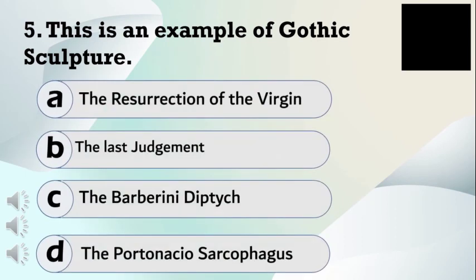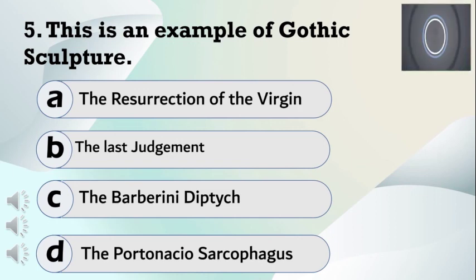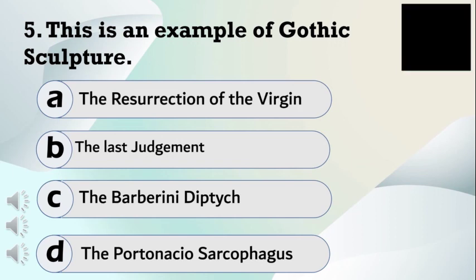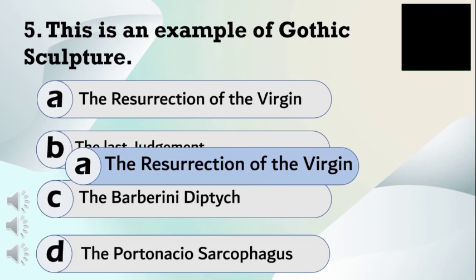Romanesque. Number 5. This is an example of Gothic sculpture. A. The Resurrection of the Virgin. B. The Last Judgment. C. The Barberini Diptych. D. The Porta Nigra sarcophagus. The correct answer for this item is A. The Resurrection of the Virgin.